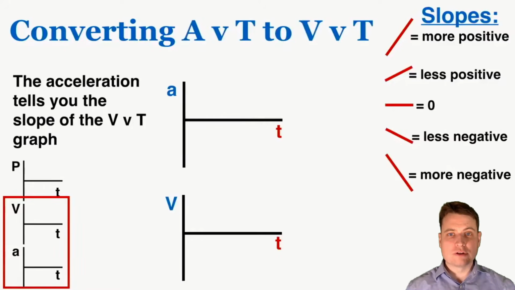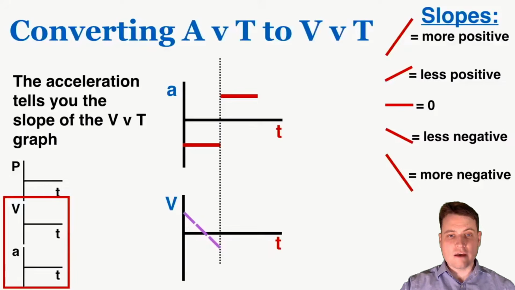We can also go backwards from an acceleration graph to a velocity graph. So here, this acceleration is constant and positive, so that means that the slope of the velocity graph will also be constant and positive. Here, the acceleration is 0, so that means that the slope of the velocity graph is also 0. Here, the acceleration is constant and negative, so that means that the velocity's slope is constant and negative.